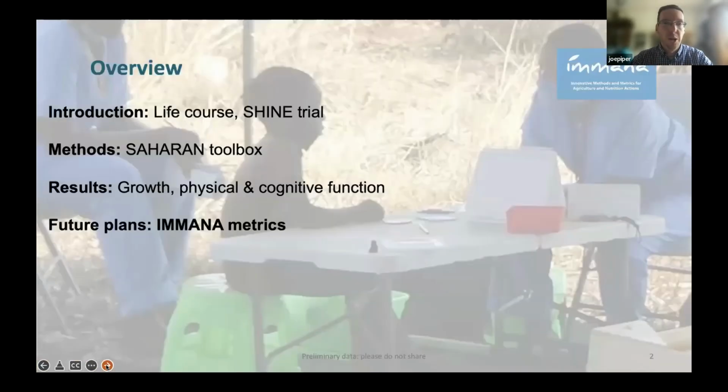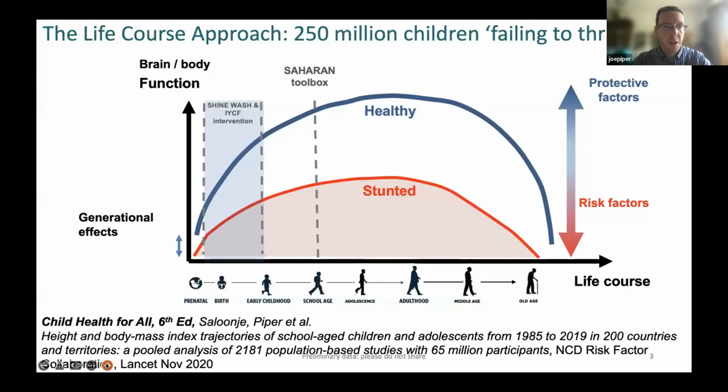So really what I'm going to show in this talk is the idea of the life course approach to global health. And then a brief discussion of the SHINE trial, which some people may have heard about already. Then some of the new tools that we're developing in the Saharan Toolbox to understand school age growth and development, some initial results looking at the whole cohort, and then really our future plans and where Imana metrics comes in within those future plans, and hopefully the idea of planting the seed for future collaborations.